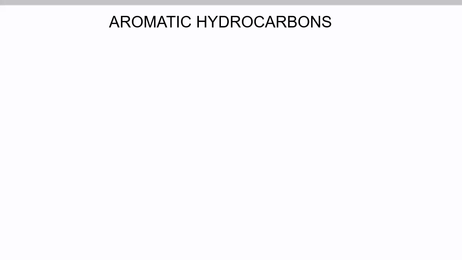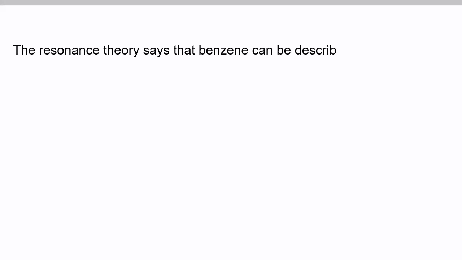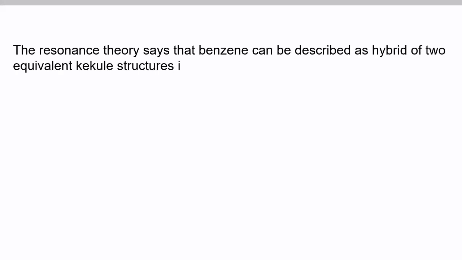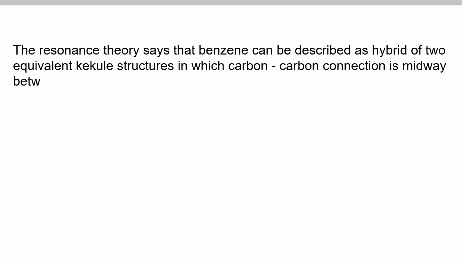Today we'll learn about aromatic hydrocarbons. So let us go ahead and consider the structure of benzene. The resonance theory says that benzene can be described as a hybrid of two equivalent chemical structures, in which each carbon-carbon connection is midway between a single and double bond.